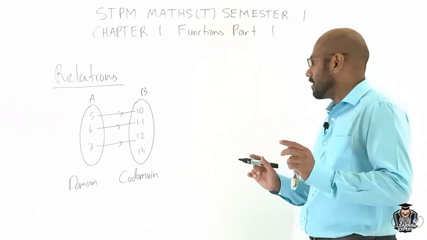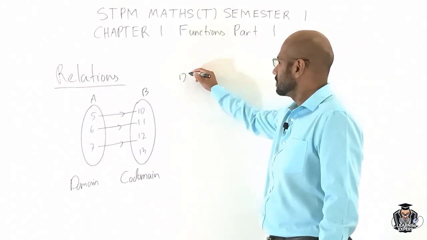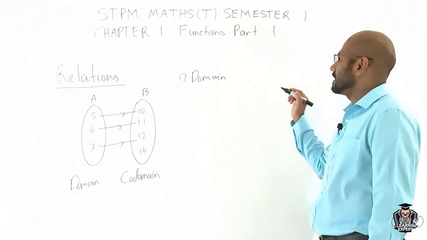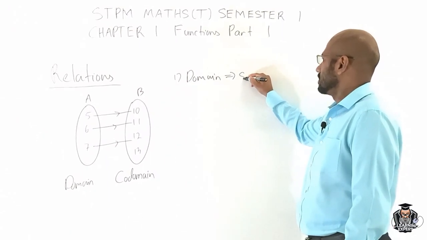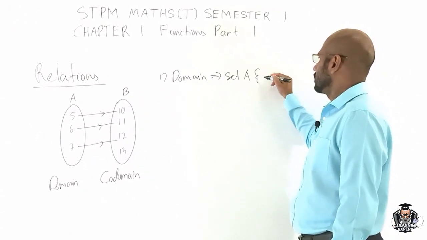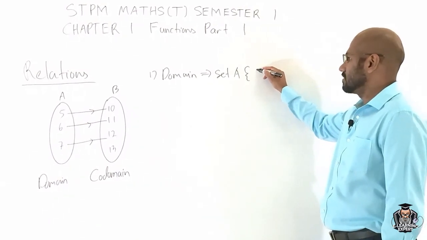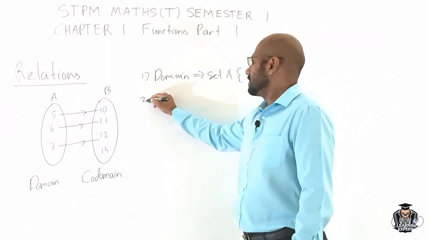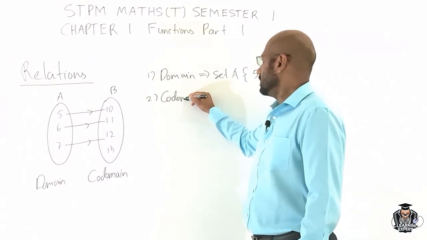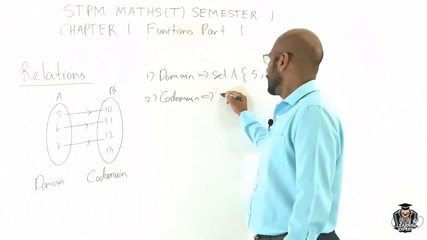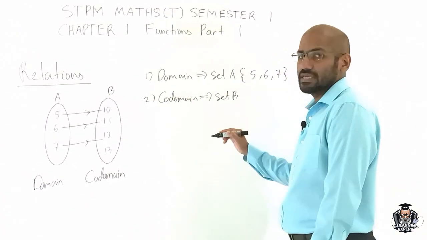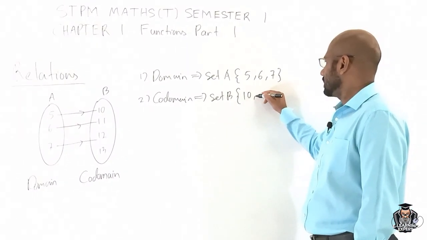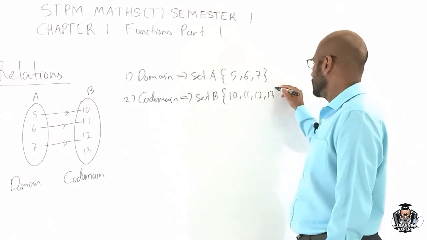So if you were to list out what's in my domain, domain are all the elements contained in set A, and we could write it using set form, where it's 5, 6 and 7, and then we have the codomain, which are the elements in set B. We could write it as set form as well, 10, 11, 12 and 13.